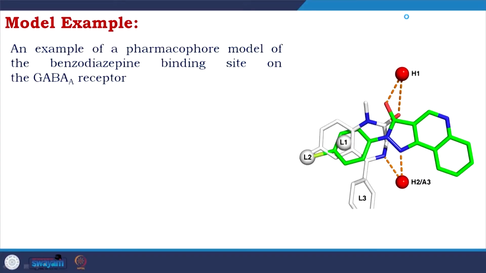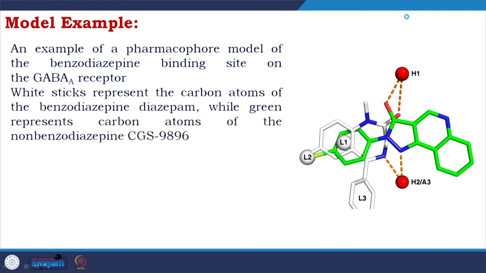Model example: I talked about how, but now you see the model. An example of a pharmacophore model of the benzodiazepine binding site on the GABA receptor. White sticks represent the carbon atoms of the benzodiazepine diazepam, while green represents carbon atoms of the non-benzodiazepine CGS 9896, another compound.